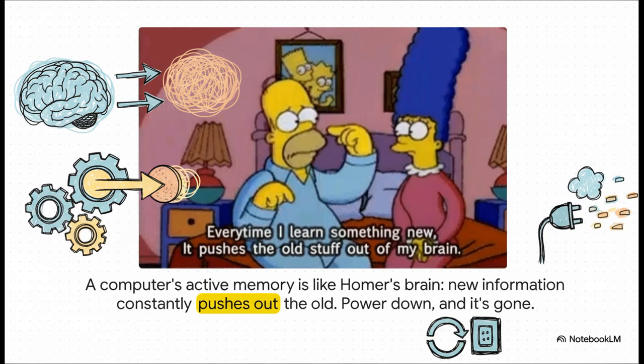This analogy is surprisingly perfect. A computer's active memory really is like Homer's brain. New information is constantly pushing out the old stuff. It's this incredibly fragile snapshot in time. So that decision to pull the plug, it's like hitting the giant reset button on that snapshot. You only get one shot to capture it.